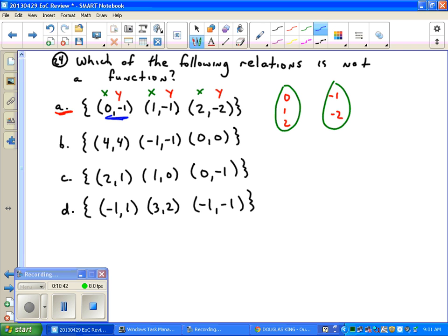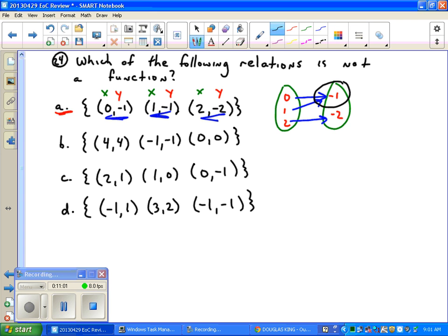0 and -1 go together. 1 and -1 go together. And 2 and -2 go together. Remember our rule that we looked at. If there's two arrows entering the same one here, it is not a function. That's how we looked at it.